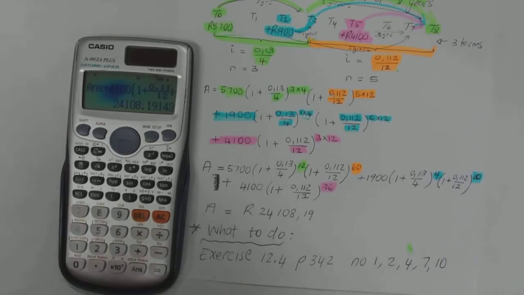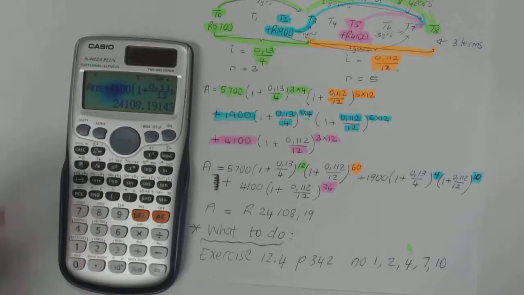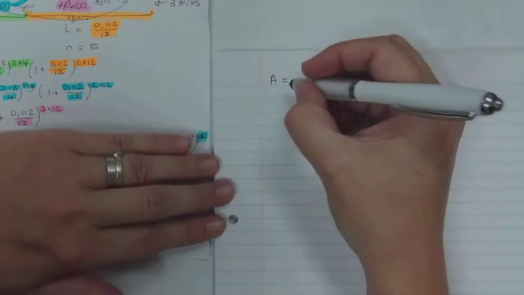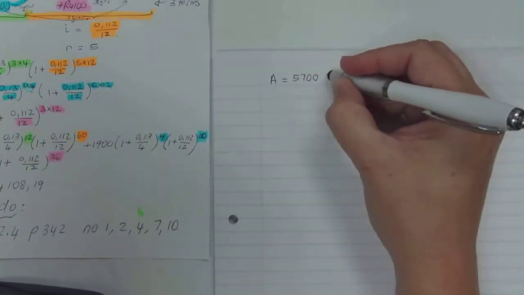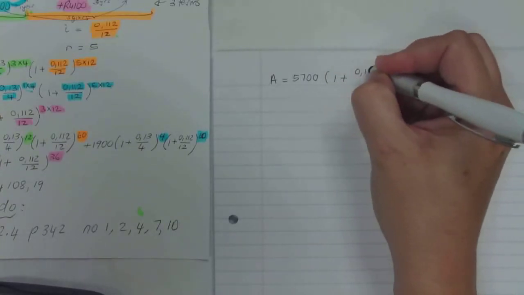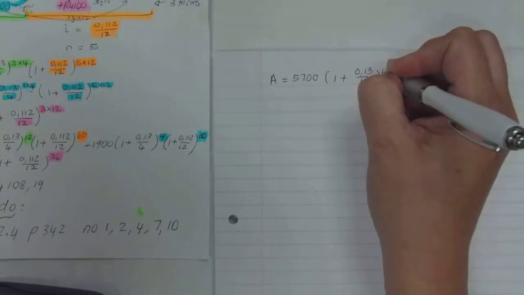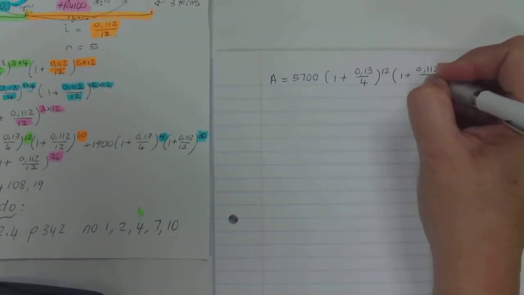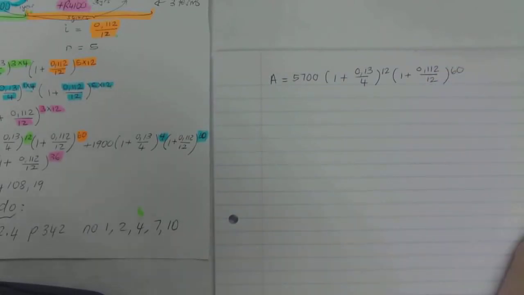Okay, now some of you at this point where your calculator runs out of digits go into a complete panic, because what am I supposed to do? Now there is a function on your calculator that you can make life very easy for yourself. So let's quickly look at that. So I'm just going to rewrite this, and I am going to see that I'm working with 5,700. That was 0.13 over 4 to the power of 12, and 1 plus 0.112 over 12 to the power of 60.